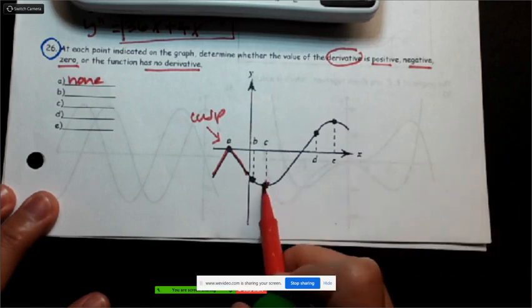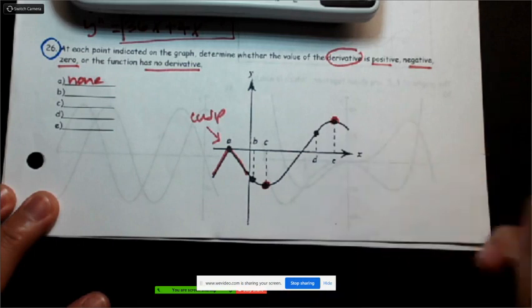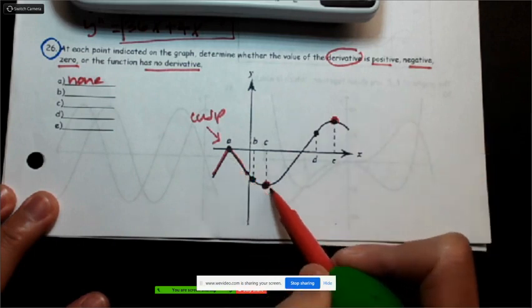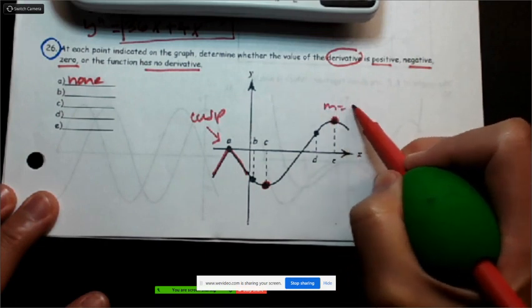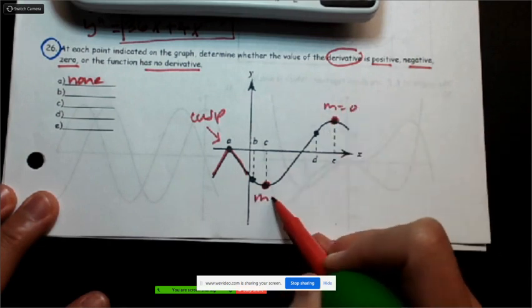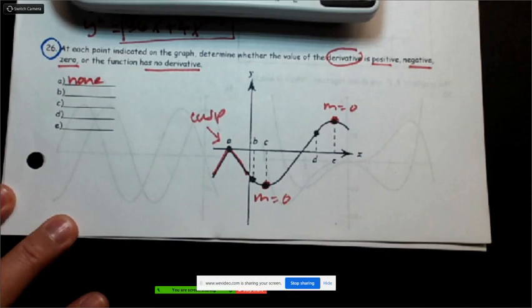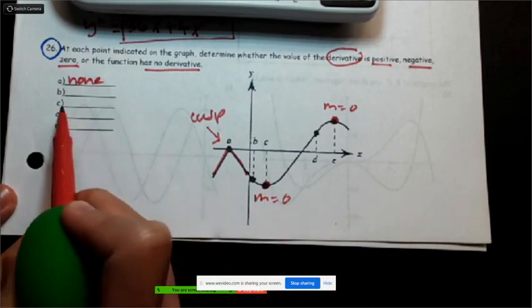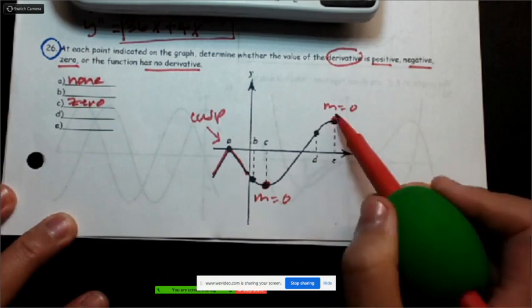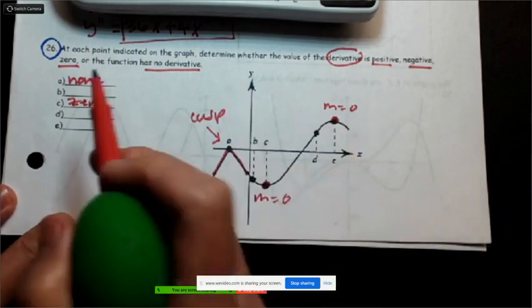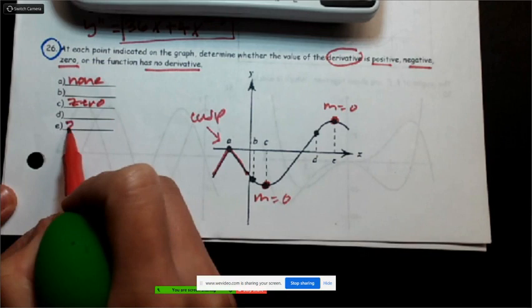I see a 0 here, and I see a 0 here. And zeros happen when I'm going from negative to positive, or positive to negative. So I'm going to write my slope is 0. My slope is also 0. So let's find them. C, the slope is 0. At is that E? It almost looks like a C, but that's also a 0.